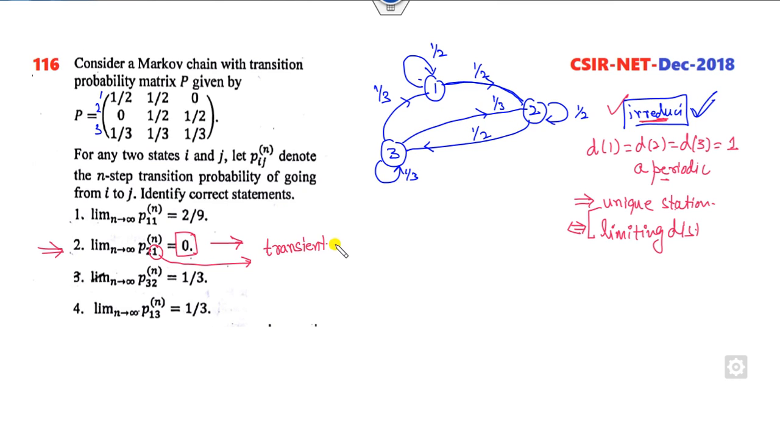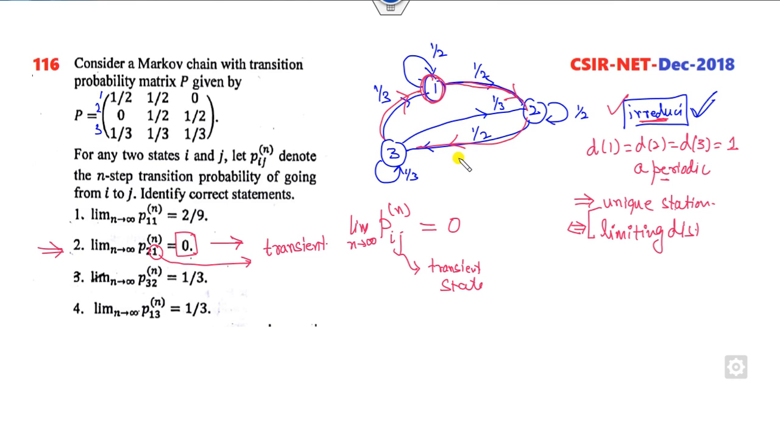What is the meaning of transient? If I say Pij of n, as n approaches infinity, is 0, then this j is called a transient state. What is the meaning of that? If you start from 1 but are unable to reach 1 again, that is transient, but that is not true here. If you go from 1 to 2, then 2 to 1, or 2 to 3 and then 3 to 1, it is possible.